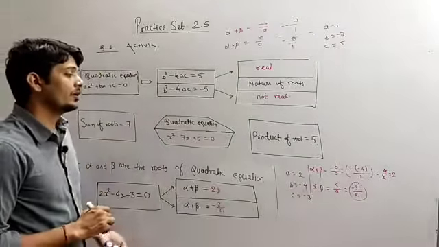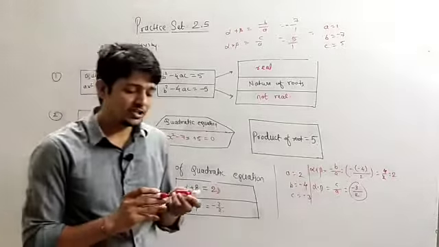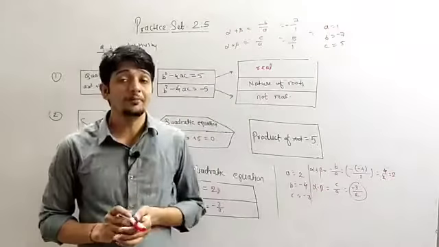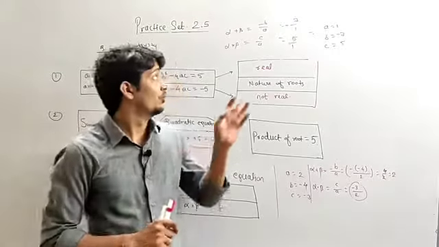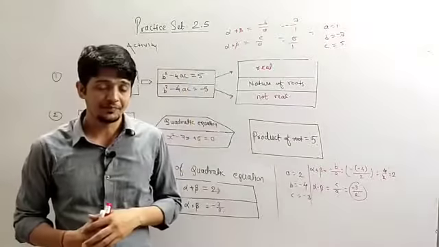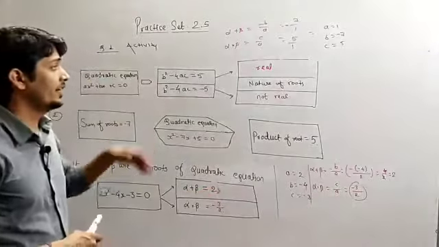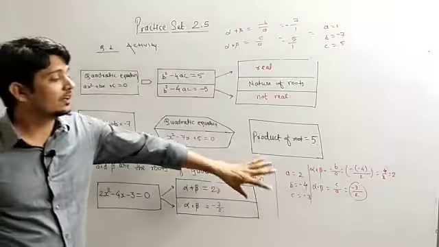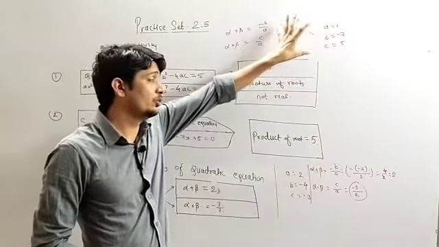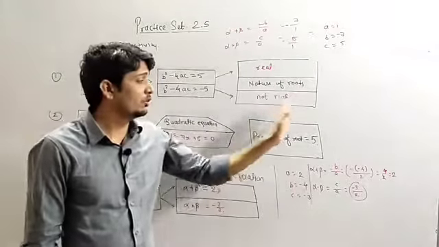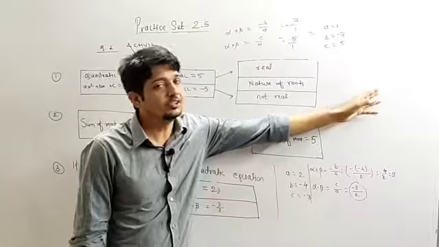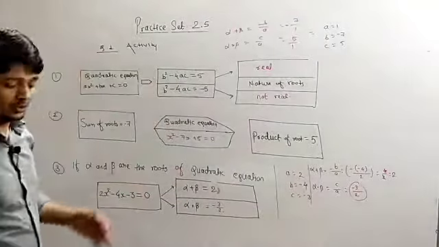So here we have completed our activity based questions, that is questions number 1, 2 and 3 of your practice set 2.5. So if you want to write, you can write. This is the rough part, okay? You do not have to write along with your solution. You have to write on the side of the solution, okay? So you can write.